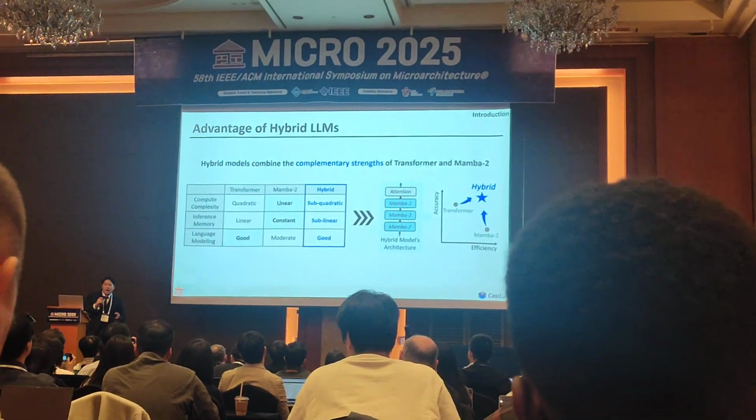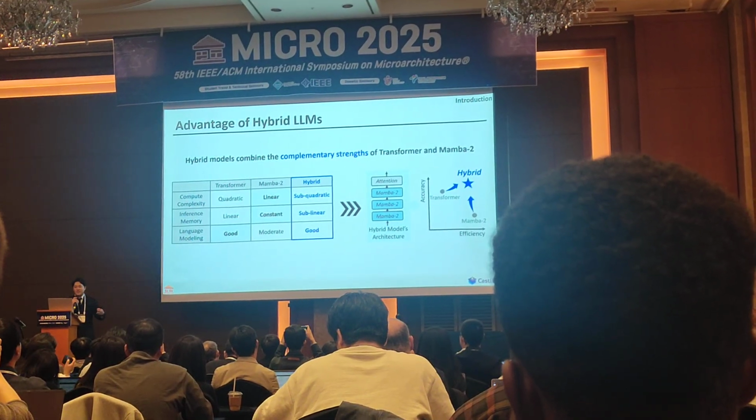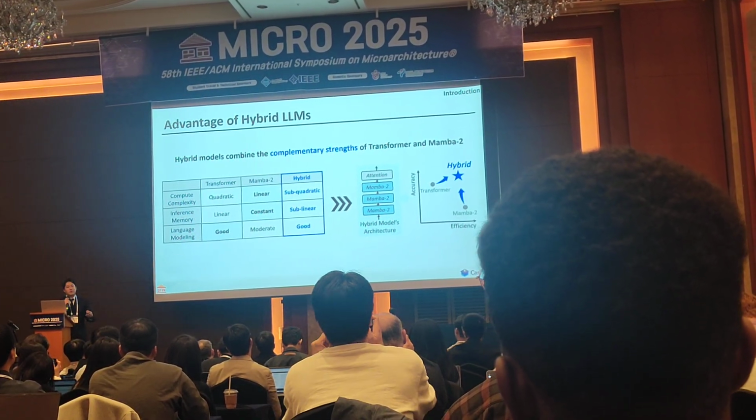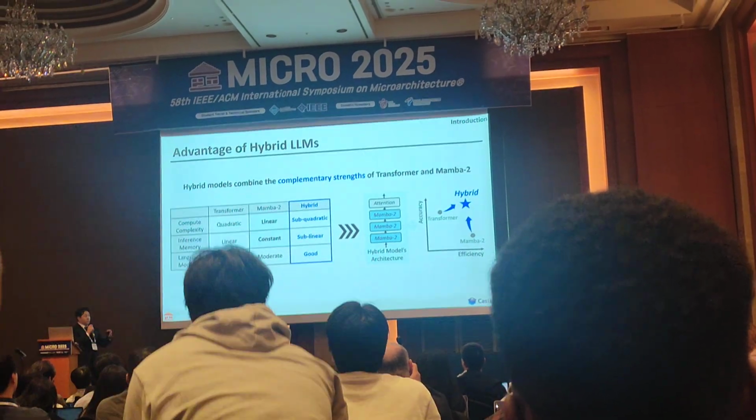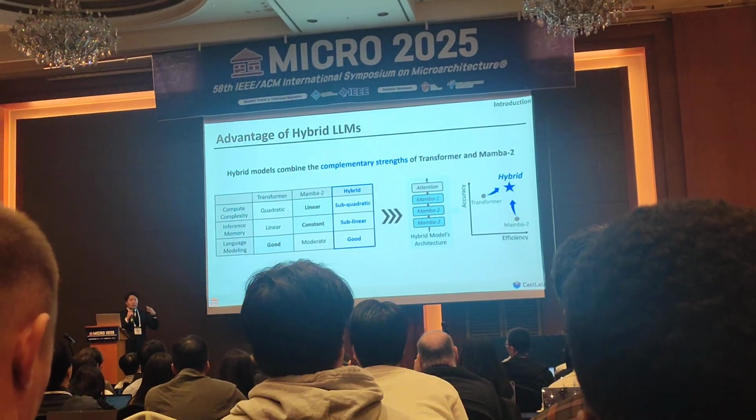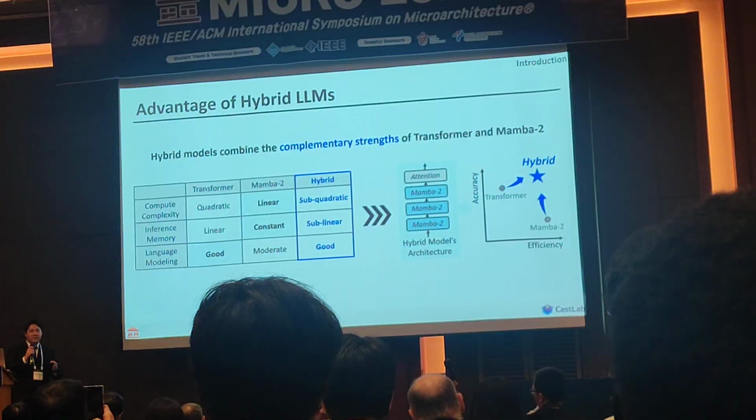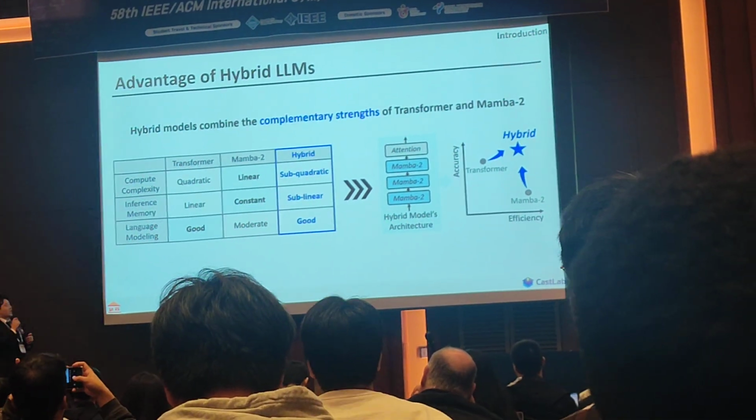Hybrid models achieve both higher accuracy and efficiency by combining the complementary strengths of transformer and state-space models such as Mamba 2. Transformer provides strong language modeling capability, while Mamba 2 offers high efficiency. However, these two kernels differ significantly in their compute characteristics, which introduces new challenges.